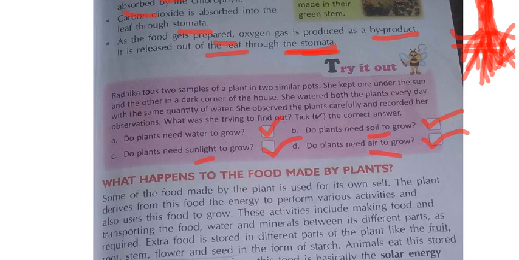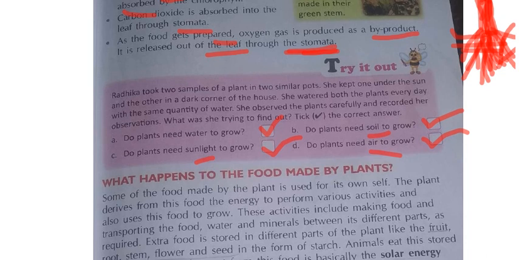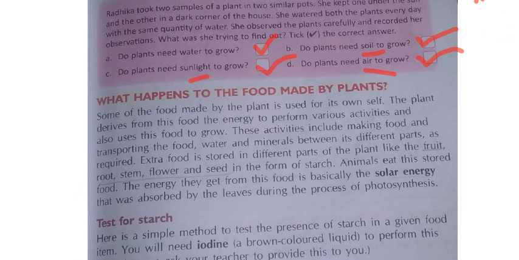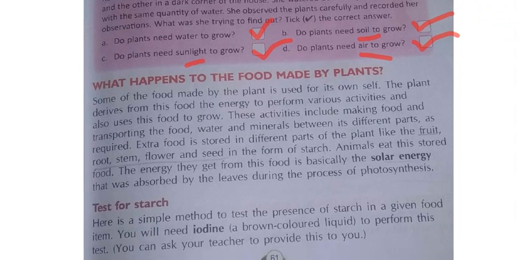Next point, next topic, sorry. This one we have already learned in the first lesson, I think. Once I will read and explain for you. What happens to the food made by the plants? Okay, they are saying here what is happening to the food made by the plants. First I will read the para and then I will explain to you.